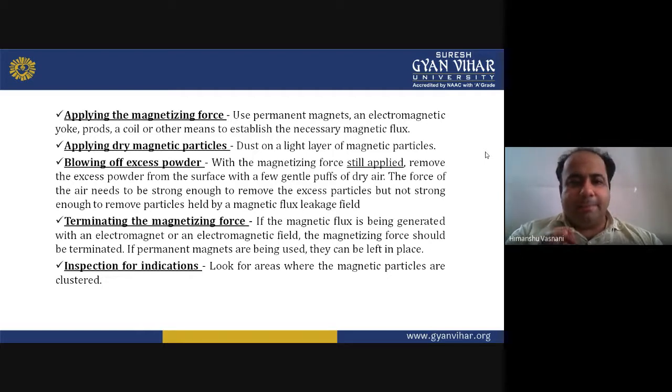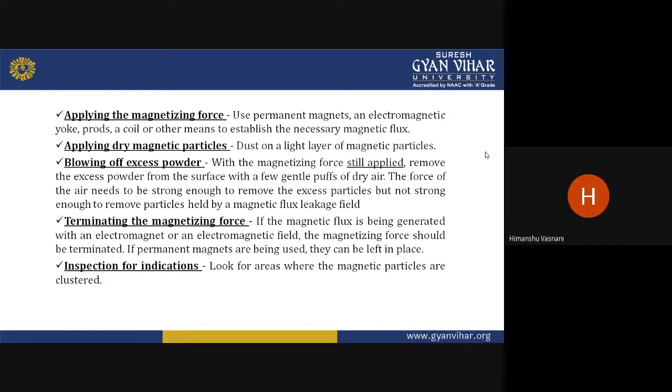Now, terminating the magnetizing force. If the magnetic flux is being generated with an electromagnet or an electromagnetic field, the magnetizing force should be terminated. We have to terminate the magnetizing force. Now, if permanent magnets are being used, they can be left. So this is how we terminate the magnetizing force.